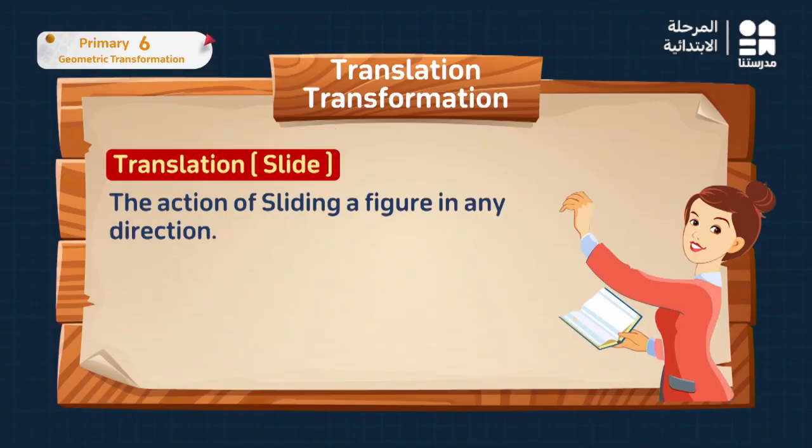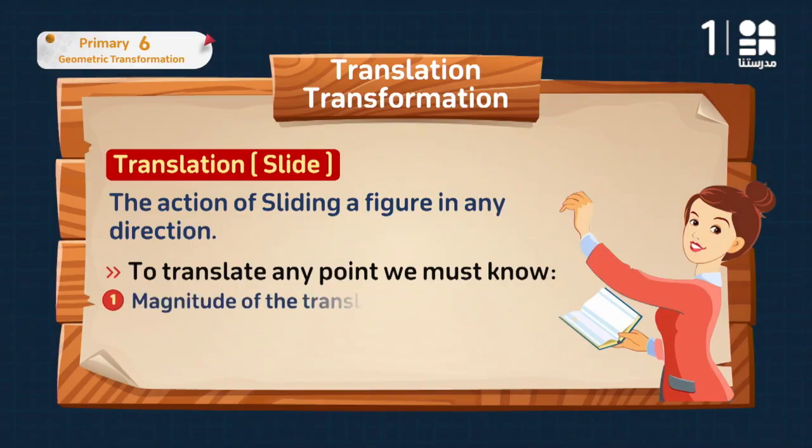So what is the meaning of translation? It's the action of sliding a figure or a point in any direction. So translation means sliding a figure or a point in any direction.